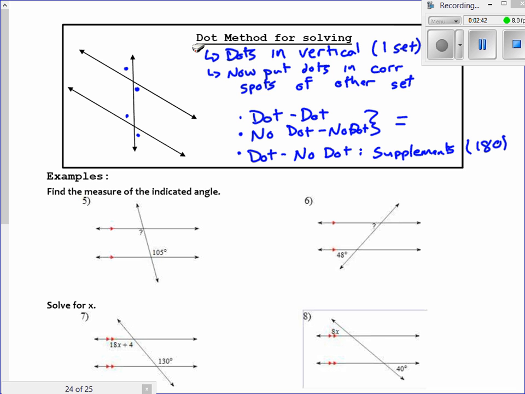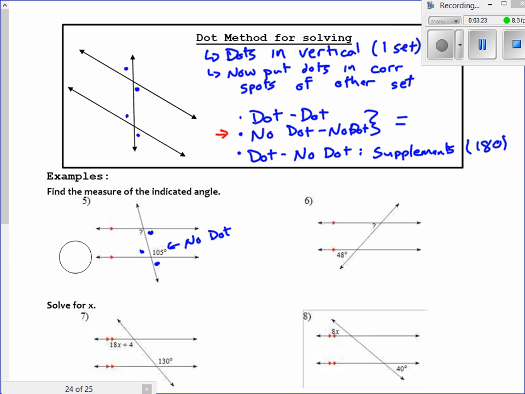So let's look at the very first one. Find the measure of the indicated angle. So pick a set of vertical angles in the top. So I'm going to pick those two. Do the same set in the bottom, and you can see, so 105, there is no dot there. And the question mark also has no dot. Well, I'm comparing a no dot to a no dot. Well, that's the same thing. And if we look above, no dot to no dot tells me that those two things are equal. So this particular angle then is 105.